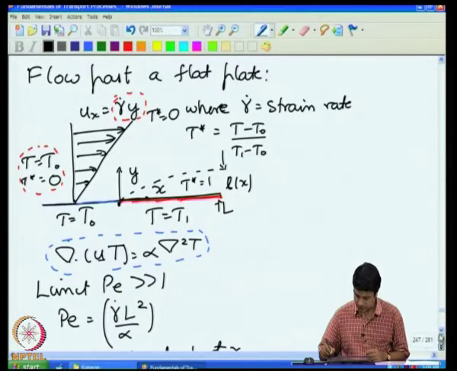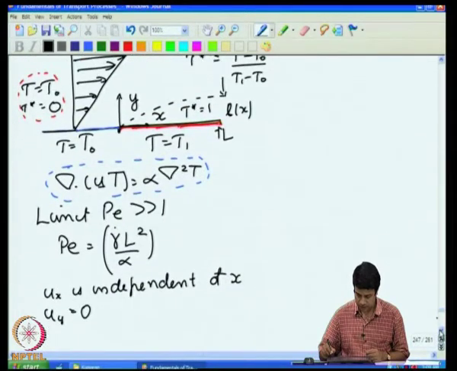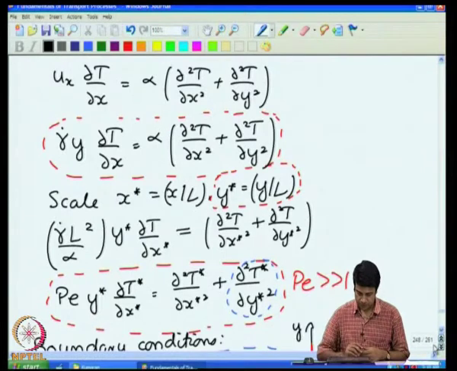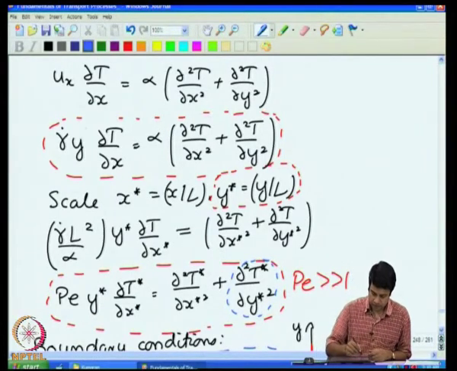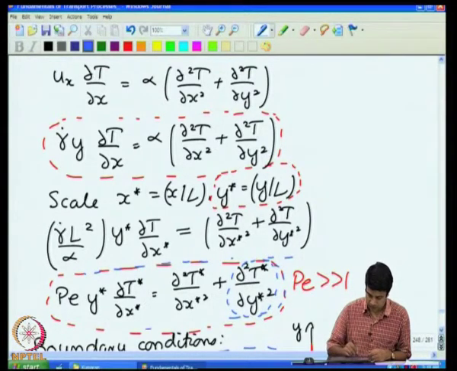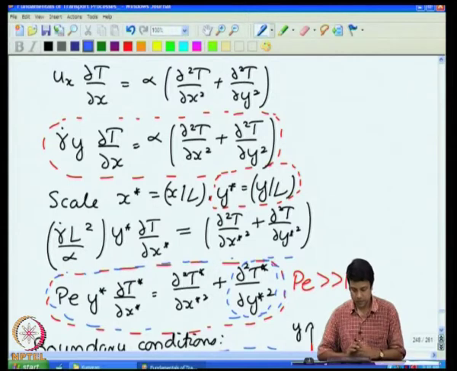And in that case, if we scale all length scales by the length of the plate, capital L, the Peclet number becomes gamma dot L square by alpha, where gamma dot is the strain rate at the surface. And the equation ends up becoming of this form: Pe times y star times dT/dx is equal to d square T by dx square plus d square T by dy square.